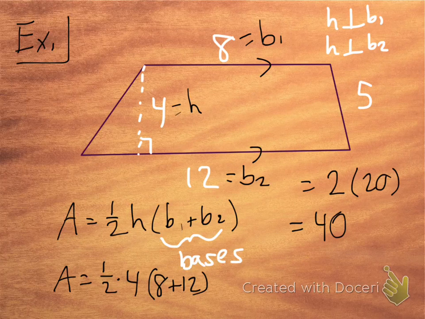We don't know what the units are, which means when you're dealing with area, you always need to put units squared or square units. If you do not put that, you do not get full credit. It's very simple. So the answer here would be 40 units squared. So again, that one's pretty straightforward.